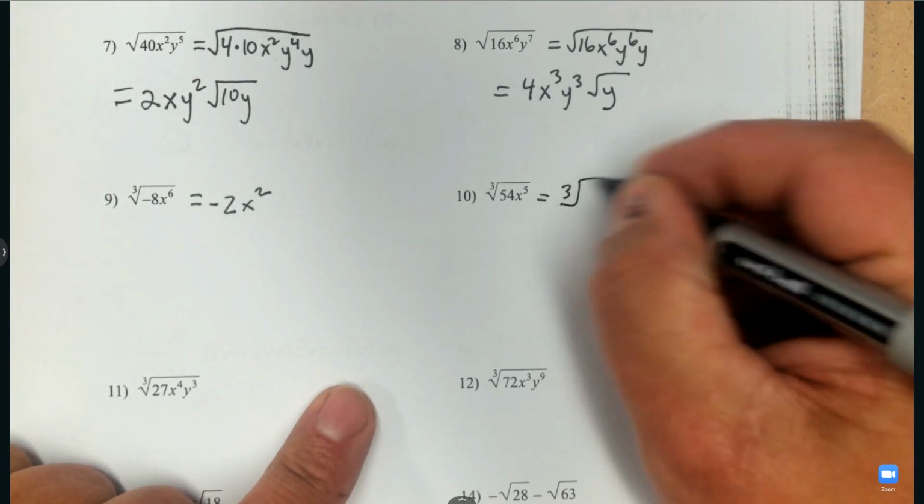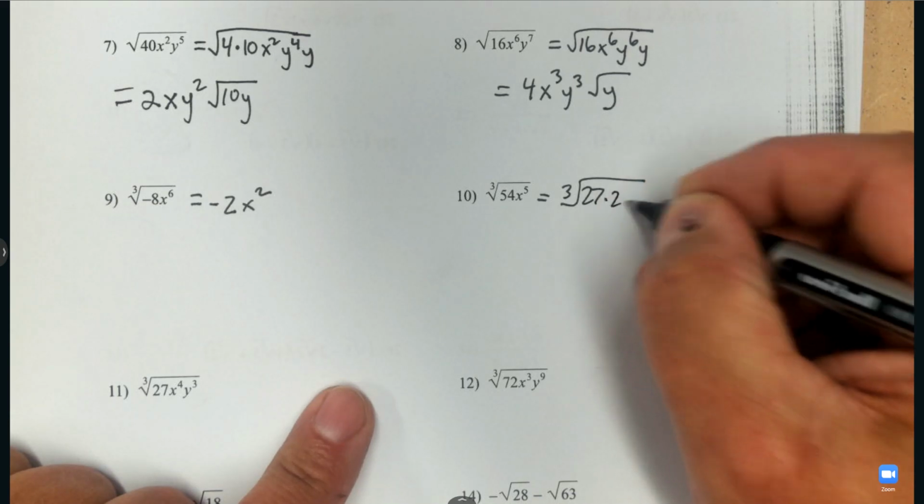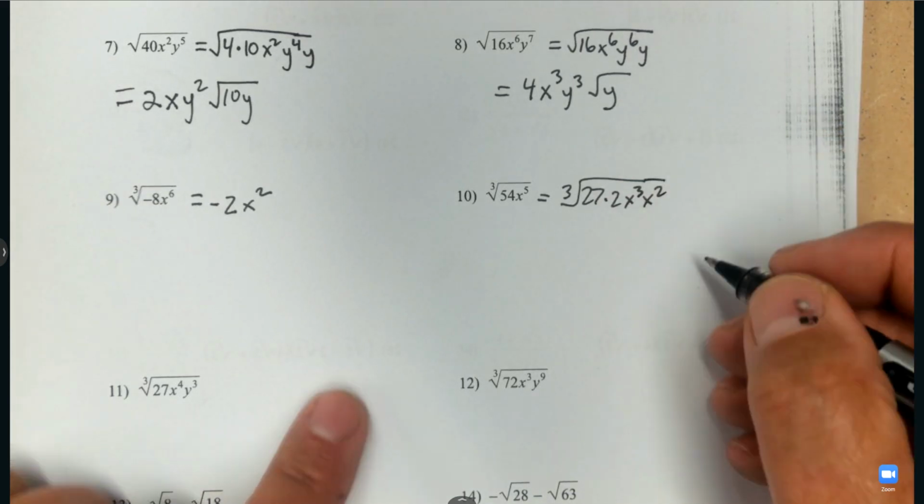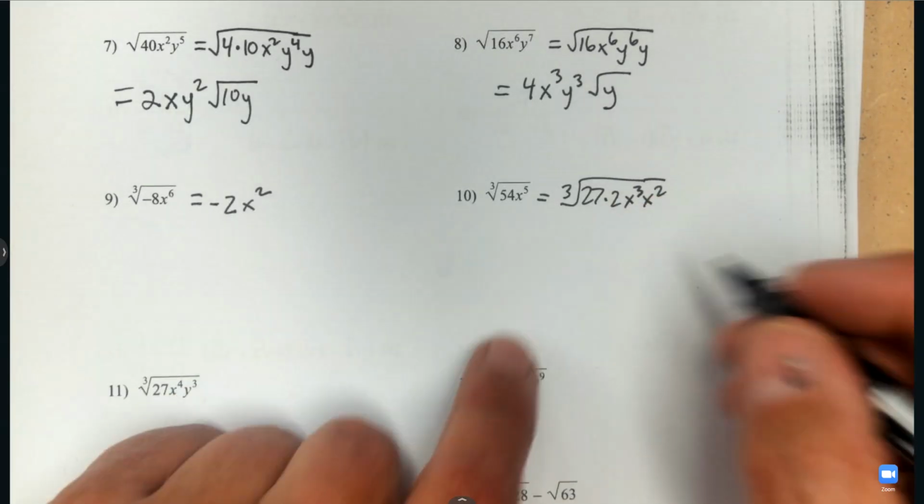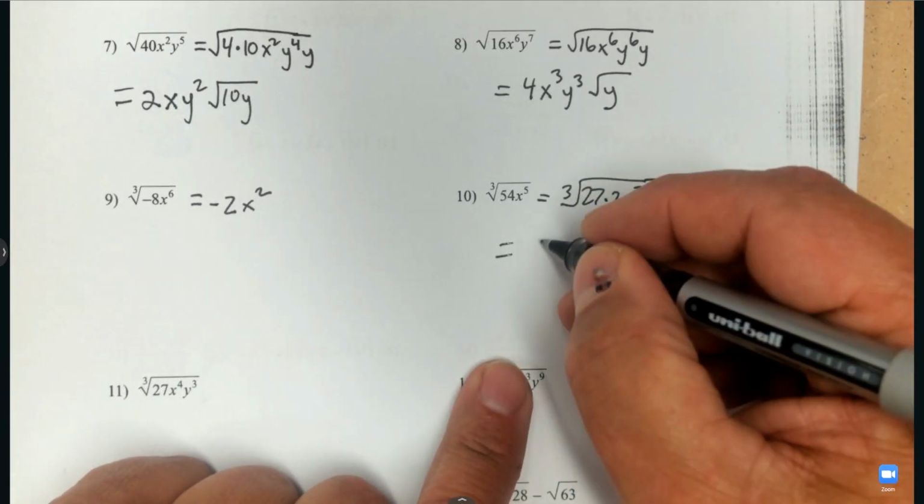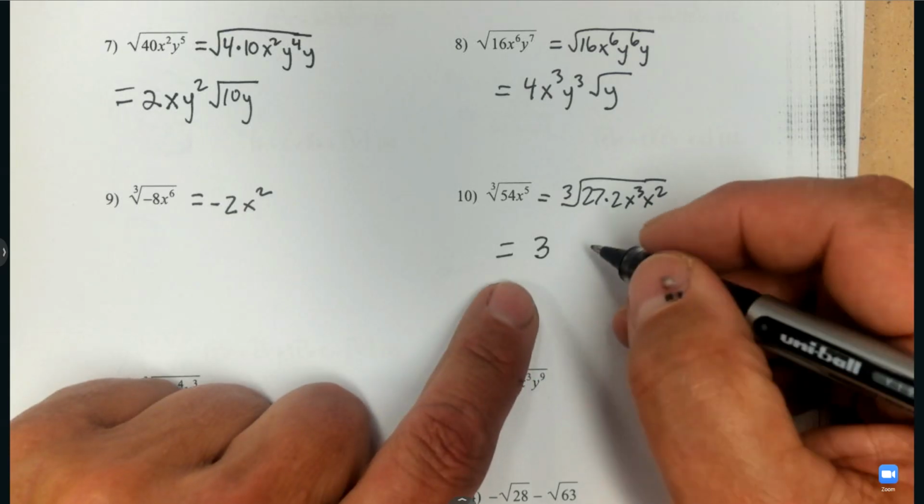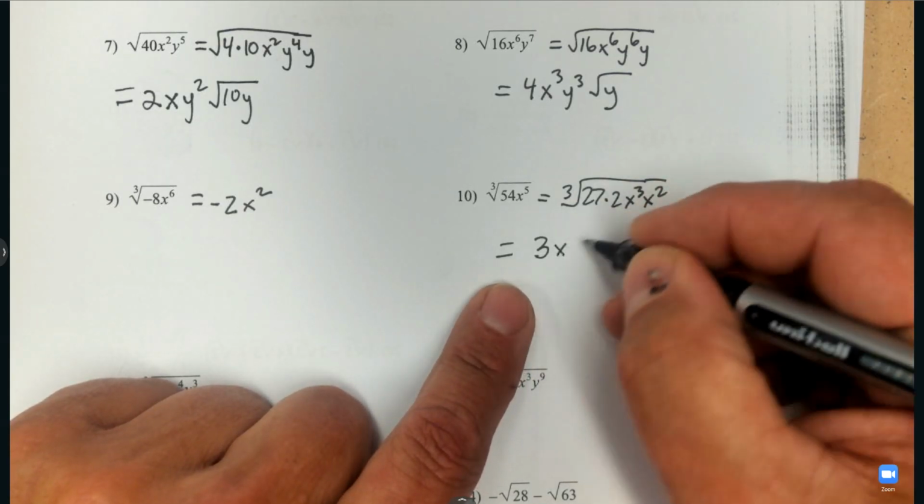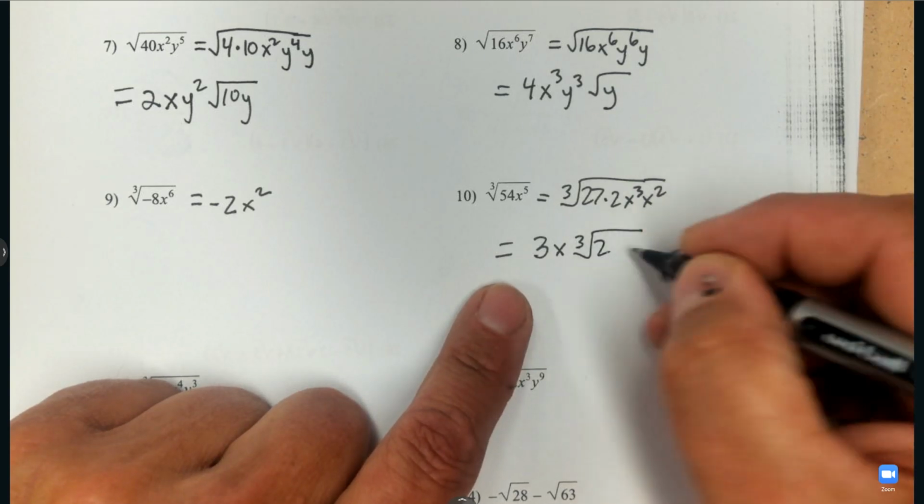54 is 27 times 2. X to the 5th, we need to write it as a multiple of 3. So I'm going to use 3 and 2. The cube root of 27, what number 3 times itself is 27. X cubed divide by 3, that's 1x, and then what's left underneath is 2x squared.